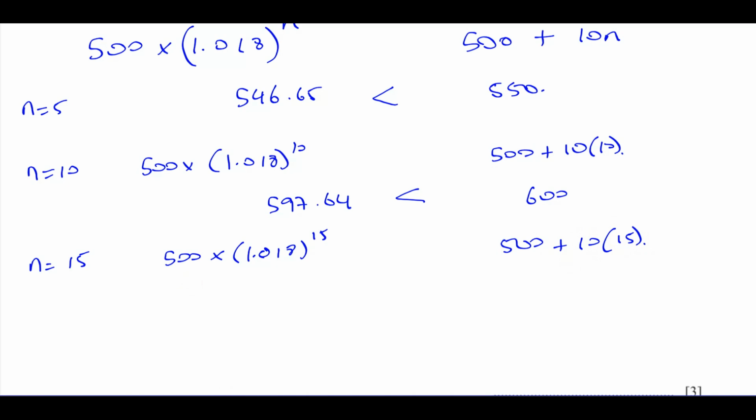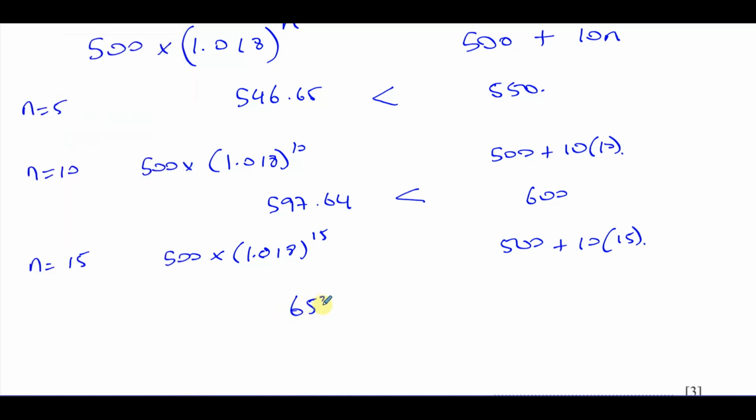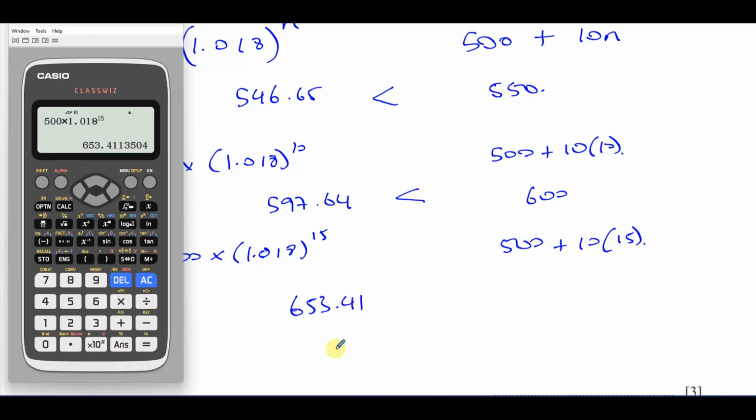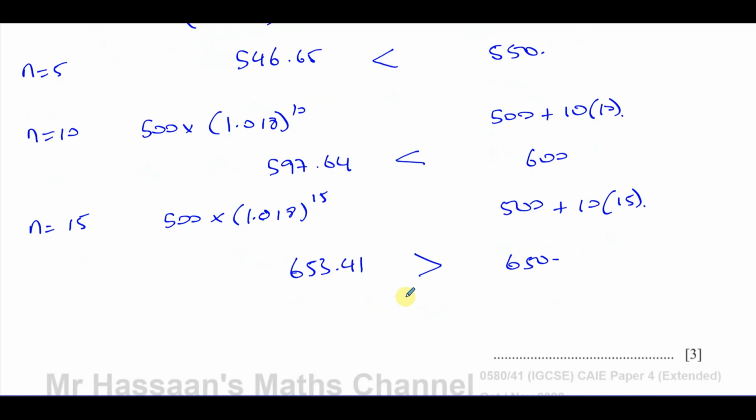Okay, so what does this give us? Just change that to a 15. Okay, that gives us 653.41. And on this side, that's going to be 650. So it's greater than. All right, but is that the first time that it happens? It could be that it could have happened in one of these years between them.